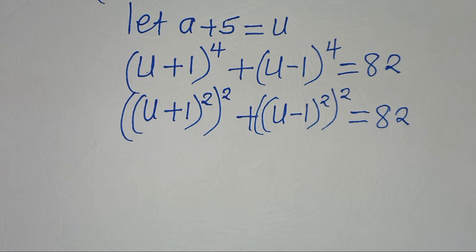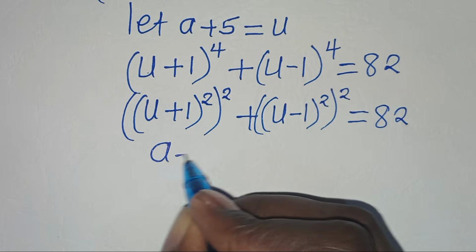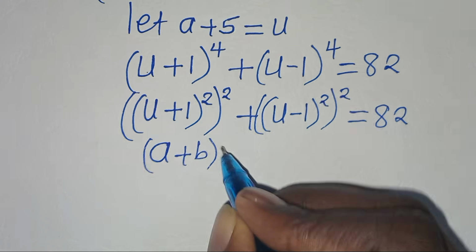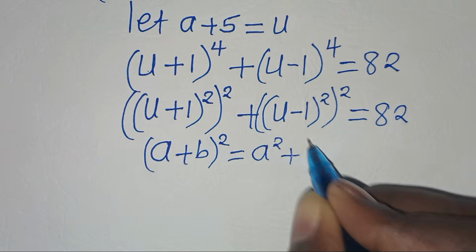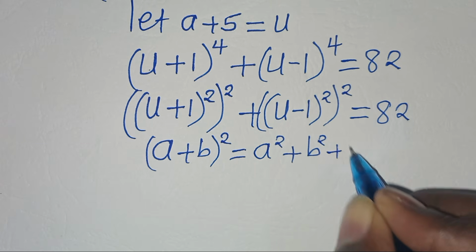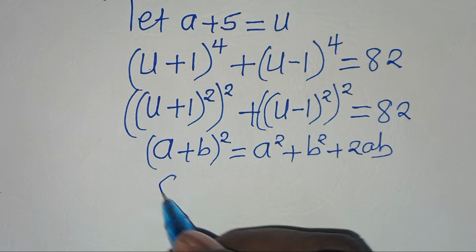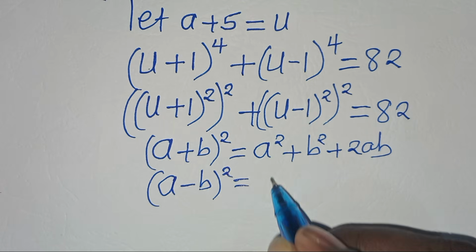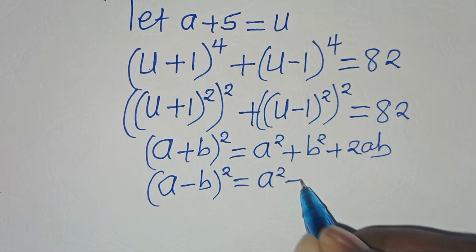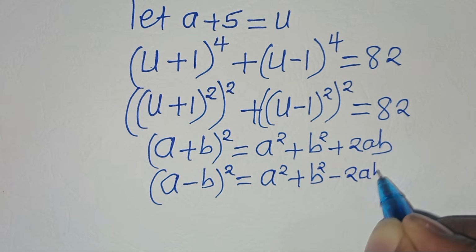The next step from here, we have that u plus 1 to the power of 2. This is of the form a plus b raised to the power of 2, which we can express as a to the power of 2 plus b to the power of 2, then plus 2ab. Then we have u minus 1 to the power of 2. This is of the form a subtract b raised to the power of 2. This can be expressed as a squared plus b squared subtract 2ab.